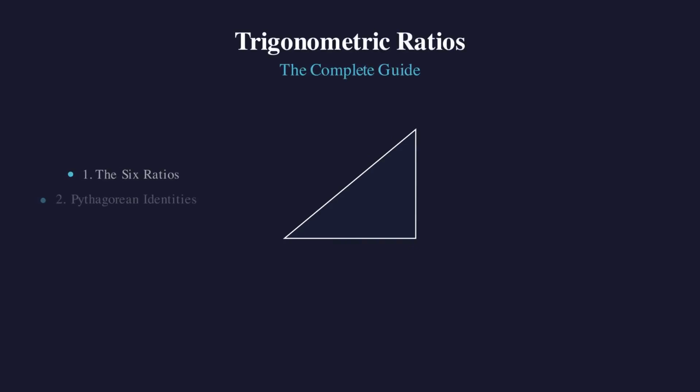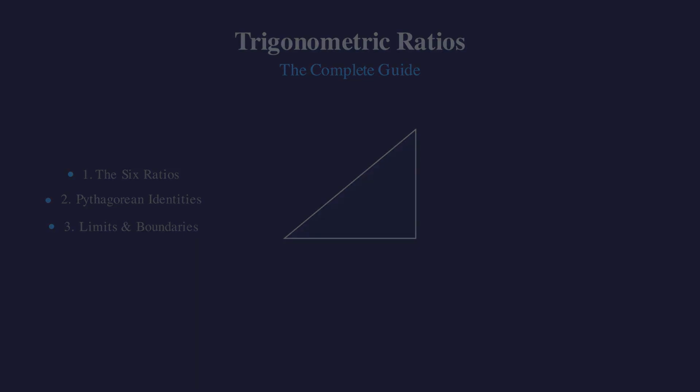What if I told you that 6 simple fractions, just one side divided by another, are powerful enough to map the stars, guide missiles, and render every 3D video game you've ever played? Today, we're going to build all of trigonometry from scratch. 1 triangle, 6 ratios, 3 identities, and by the end, you'll see how they all connect into one beautiful system. And it's way simpler than you think.